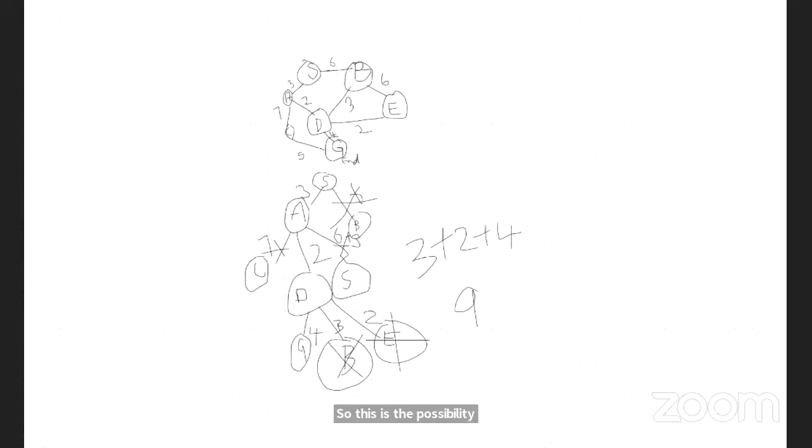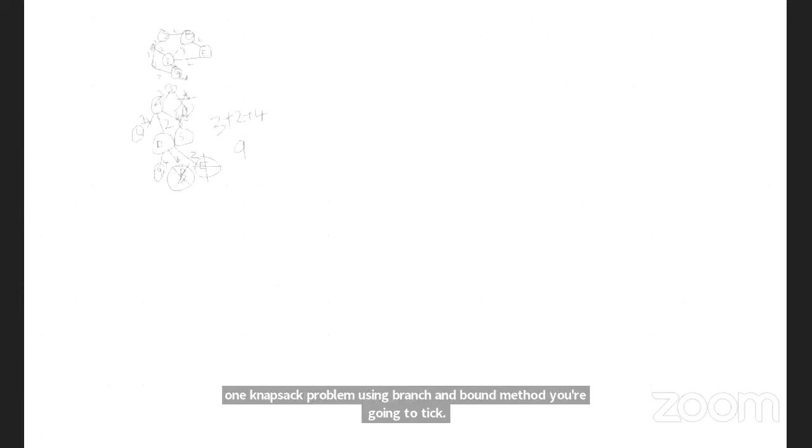Now coming to 0/1 knapsack problem. So you will get a question: knapsack problem using dynamic programming, knapsack problem using backtracking, knapsack problem using branch and bound method. Okay? So now what we are doing is the 0/1 knapsack problem using branch and bound method, you are going to take. Clear? Just a minute, let me just show you how we are going to take the branch and bound.